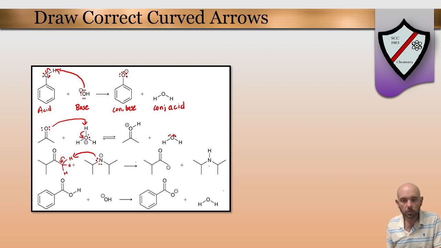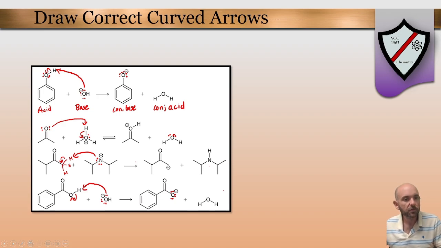In the final one, we can see we use hydroxide as our base again, and a proton disappears from this oxygen here, which becomes negatively charged. So it looks like one of these lone pairs forms a bond with that hydrogen, and those 2 electrons in the bond are left with the oxygen. So those are some correct curved arrow notation for some different proton transfer acid-base interactions.